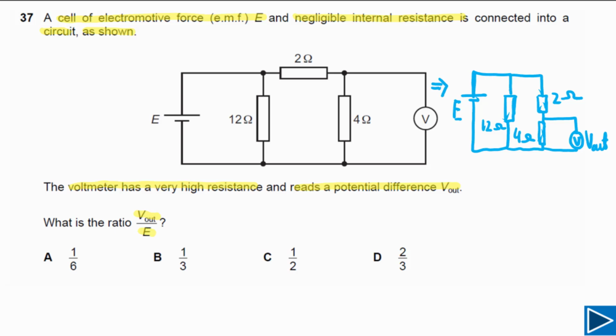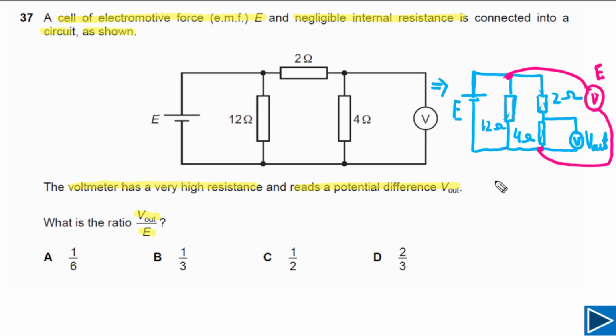In order to find the ratio between V out and E, we can simply connect another voltmeter across these 2 points. Across these 2 points is the same. If I connect another voltmeter across these 2 points, the reading on this voltmeter will be equal to the EMF, because this point is connected with the positive terminal and this one is connected with the negative. So the reading on this one will be capital E.